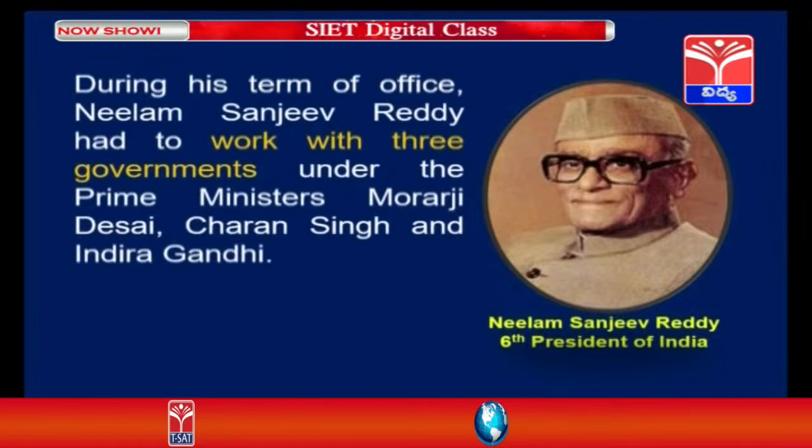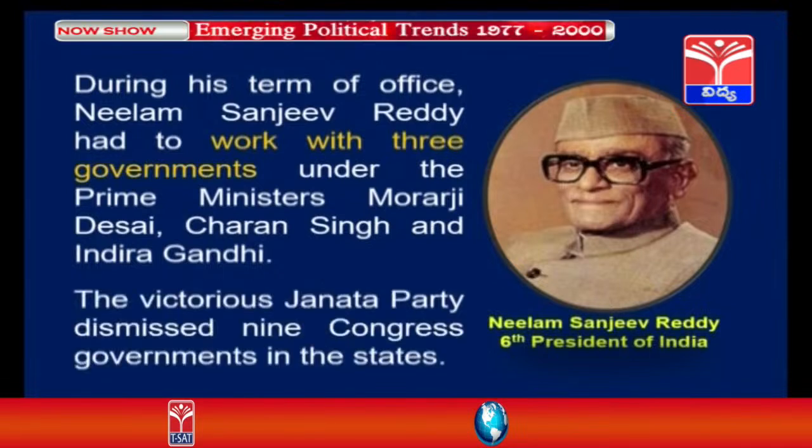One interesting thing here is that during his term of office, Reddy had to work with 3 governments under 3 Prime Ministers, Morarji Desai, Charan Singh and Indira Gandhi. And the victorious Janata Party dismissed 9 Congress governments in the states. After the Janata Party came to power, it dismissed the governments in 9 states where the Congress Party was ruling.